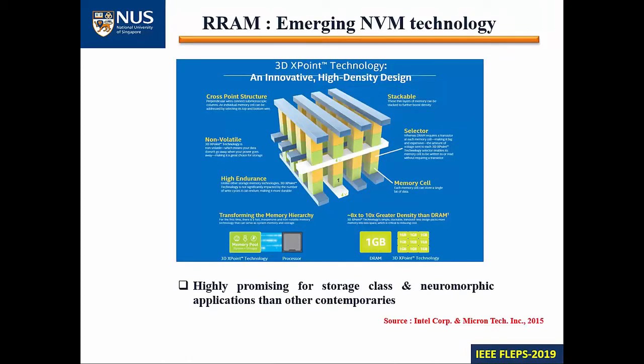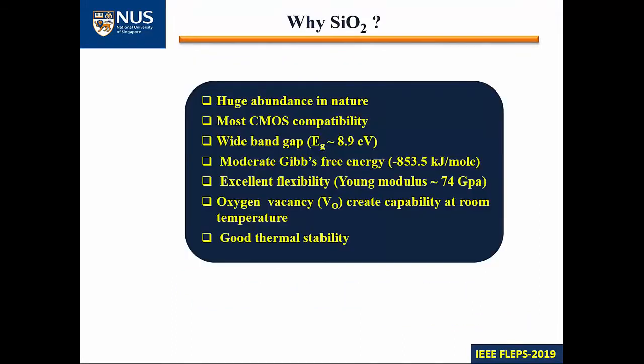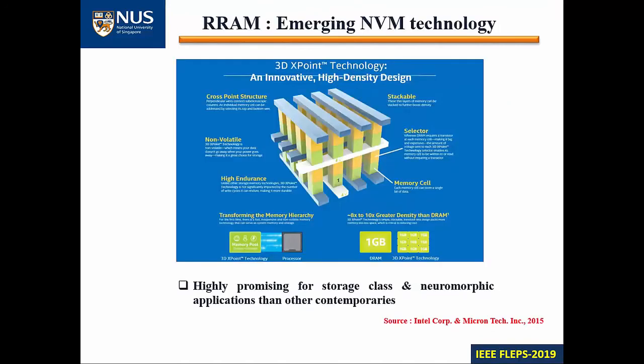3D cross-point technology is a major breakthrough in memory process technology, and it has several advantages. For example, high speed. It has been demonstrated to be 1,000 times faster than NAND, and also high endurance. It can operate up to 10 to the power of 12 cycles. And also, it can be integrated with ultra-high density.